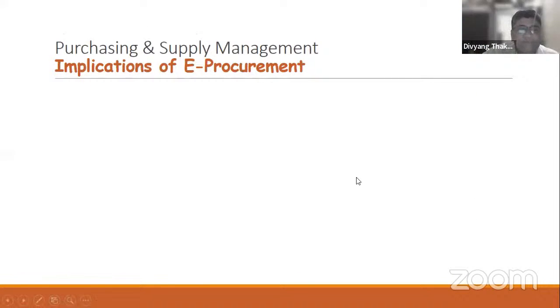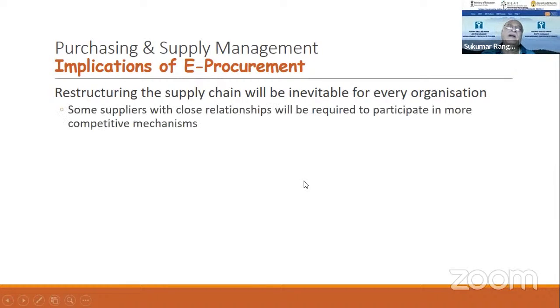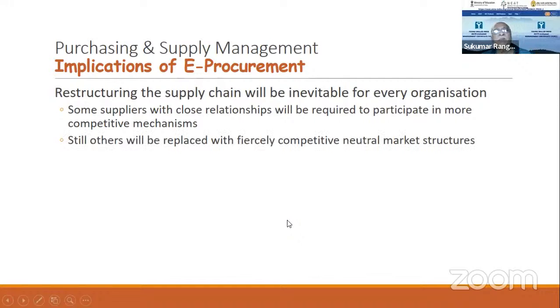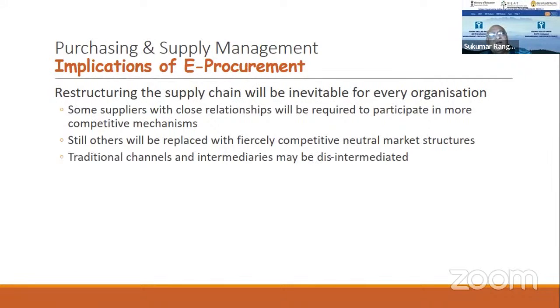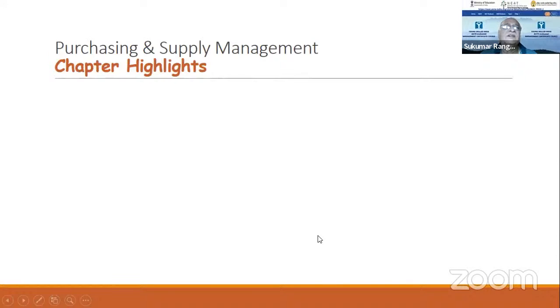So implications of e-procurement: restructuring the supply chain will be inevitable for every organization, right? Because the complexity is growing and you have to simplify, and that you can do only when you get into e-procurement. Some suppliers with close relationships will be required to participate in more competitive mechanisms. Still others will be placed within fiercely competitive neutral market structures. Traditional channels and intermediaries may be disintermediated. Launching several pilot projects in the next 2 years will be a valuable exercise for organizations.